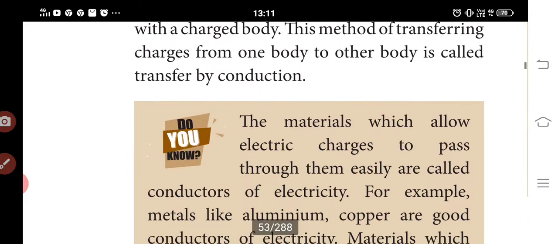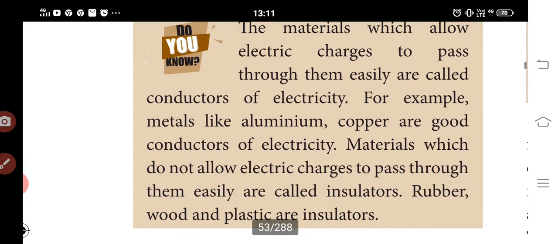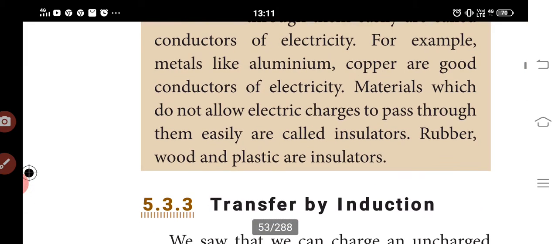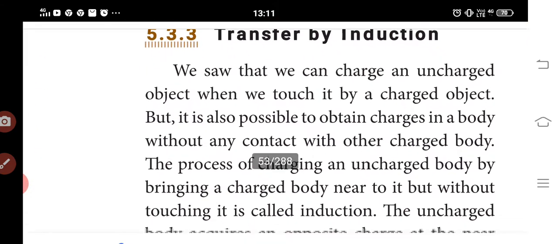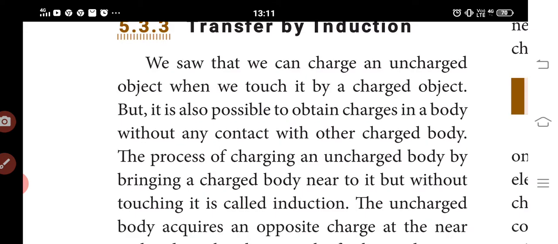is called conduction. Materials which allow electric charges to pass through them easily are called conductors of electricity. For example, metals like aluminium and copper are good conductors of electricity. But some materials do not allow electric charges to pass through them easily. Those are the insulators: rubber, wood and plastic are insulators. So the next one is transfer by induction.